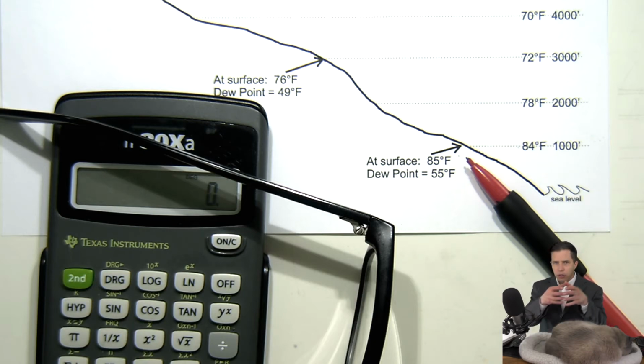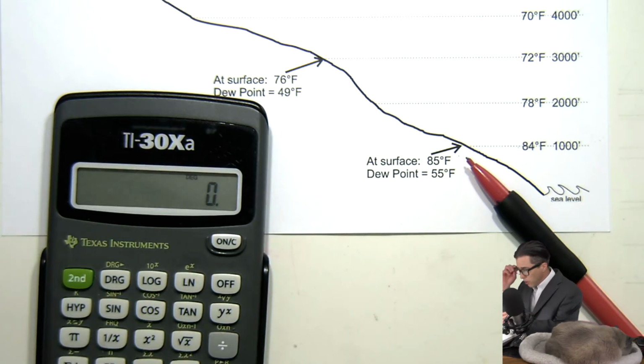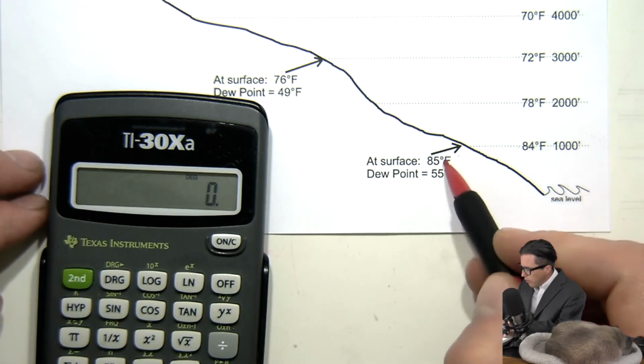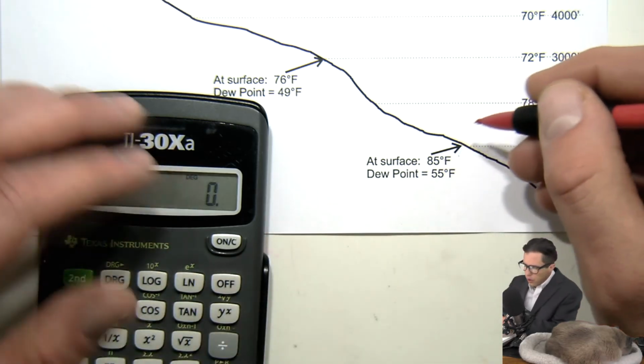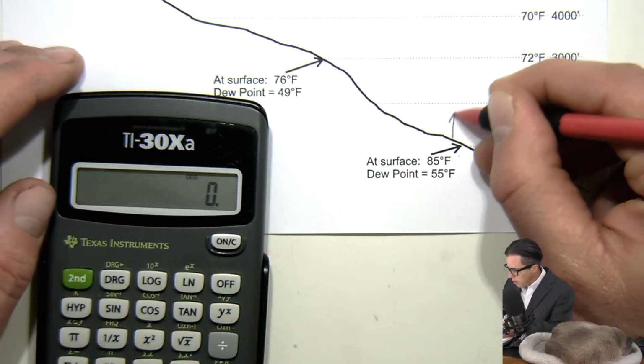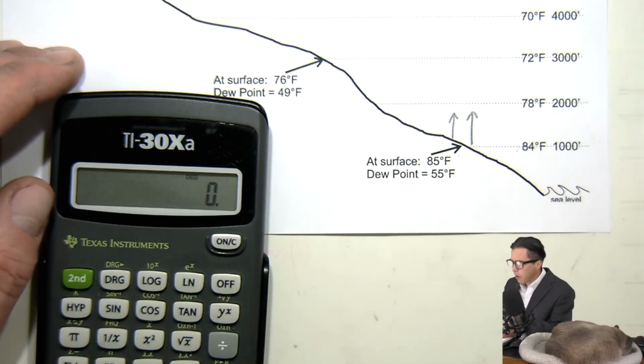But if I have a little plume of warm air that's warmer than the air around it, then it does want to rise. Okay, so in this case, 85 warmer than 84, it's going to rise. So what I'm going to do is draw some arrows to represent this air rising.